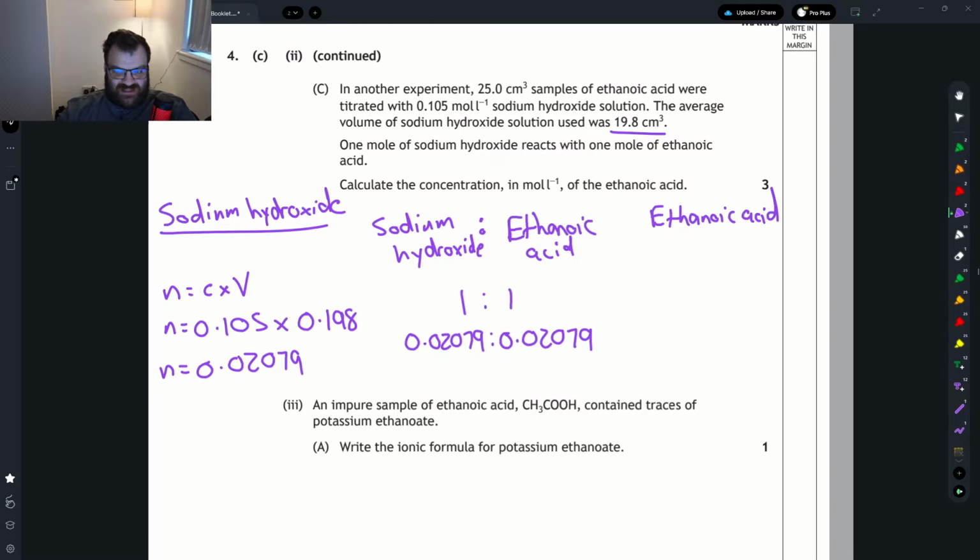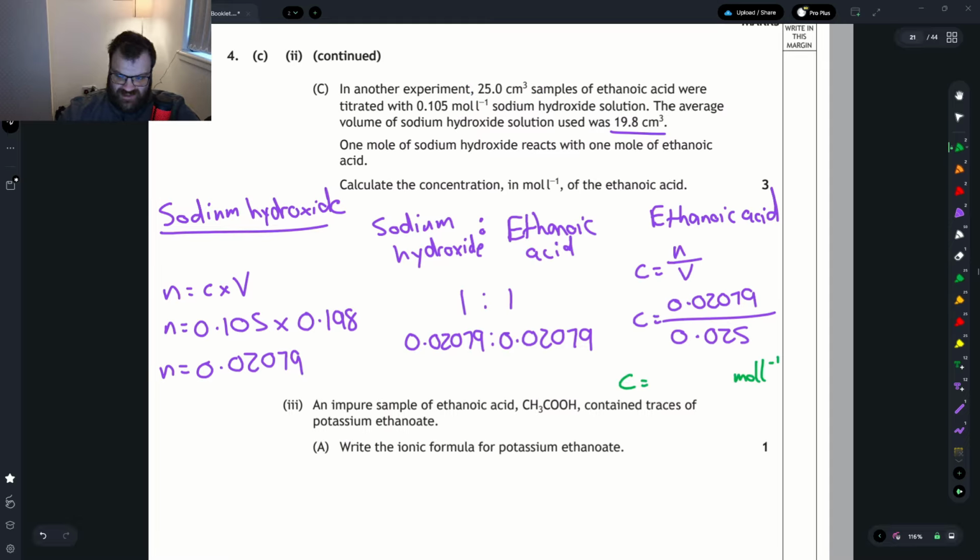If n equals c times v, c equals n over v. We're going to sub in our number of moles, 0.02079. We divide that by the volume of ethanoic acid. There it is, 25 or 0.025. And that gives an answer of 0.0832 to three significant figures.